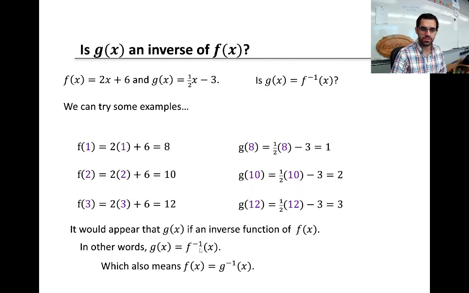Okay, so if that's true, then we can also conclude that f of x would be the inverse of g. If g is the inverse of f, then f is the inverse of g. G undoes f, but f undoes g. Makes sense.